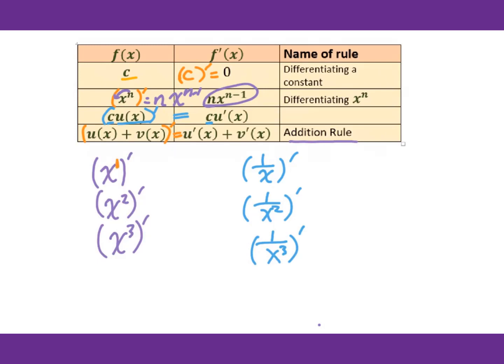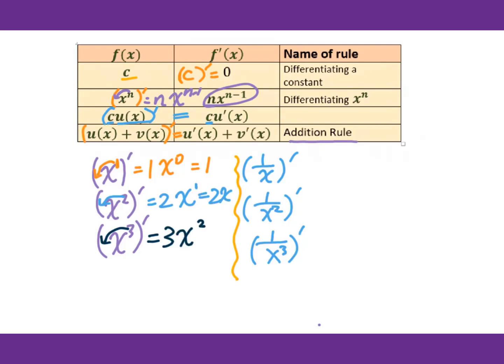Here are the exponents: drop down, minus 1, so we have 1 times x to the 0 power, that means 1. For this one, drop down 2, then minus 1, so x to the first power, that means 2x. For x to the third power, I drop down, you get 3x squared.